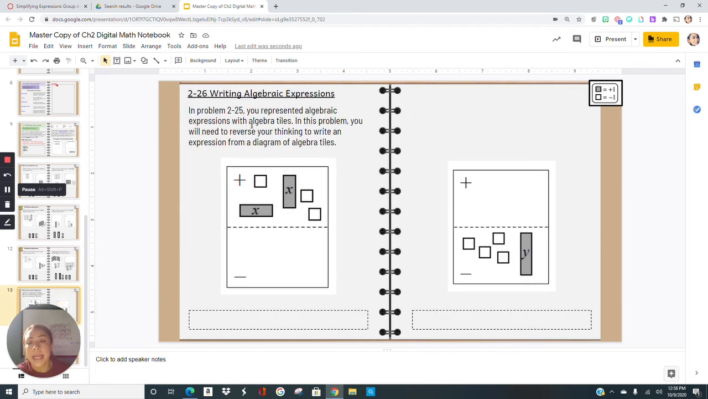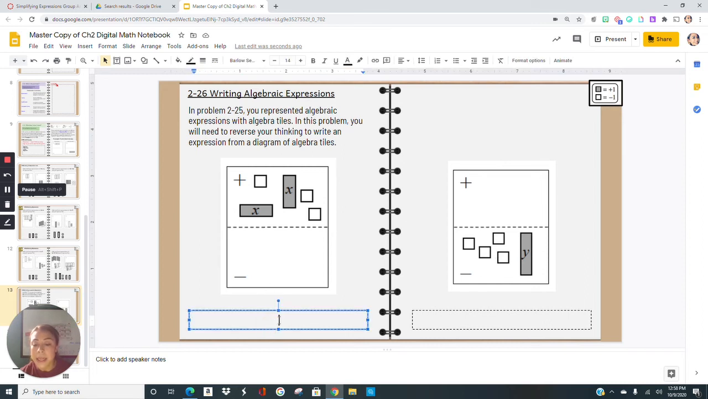We then moved on to the next problem, in which we are going to do the opposite. We're now going to be given algebra tiles on the positive and the negative region, and we have to come up with the expression. So in this problem, we need to reverse our thinking to write an expression. I see 2 positive x's and I see 3 negative 1 tiles. So that represents 2x minus 3.